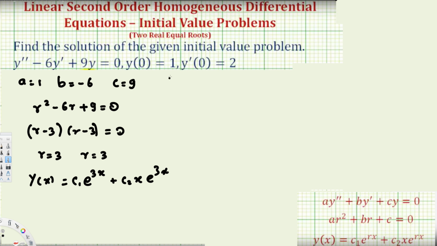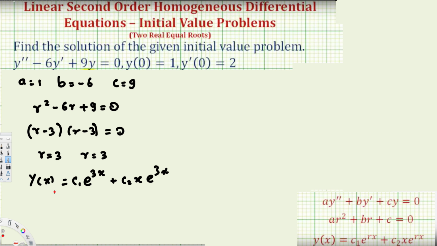But since we have the initial values given, we have to find the particular solution. To find the particular solution, what we do is we just plug in 0 for x and see what we get. We have to find the c1 and c2 values and plug them into this general solution back. That's the particular solution, right?